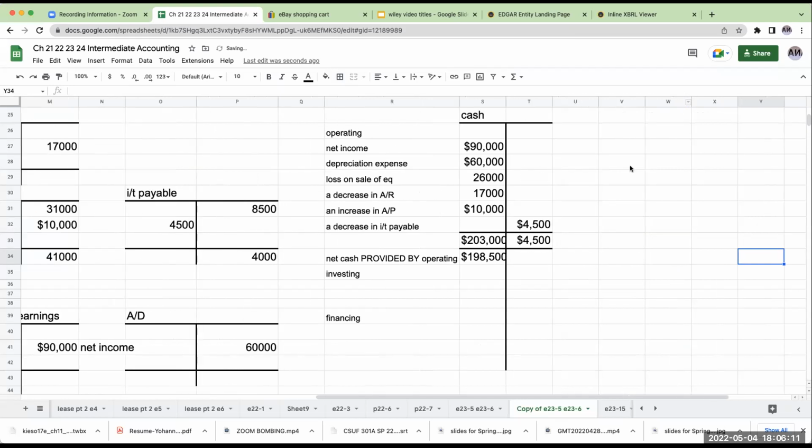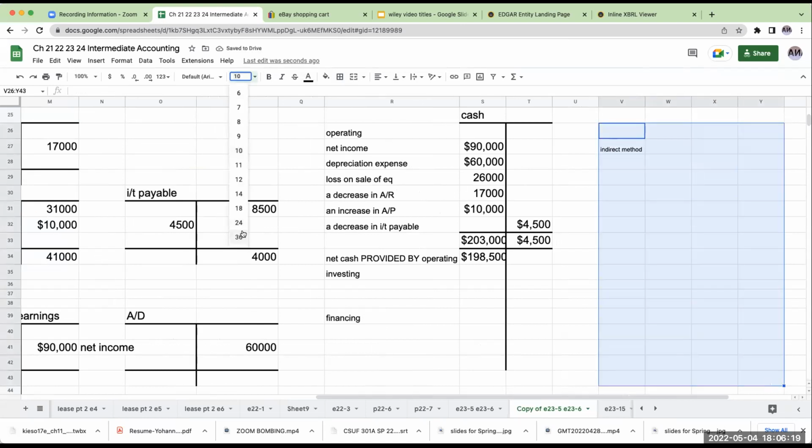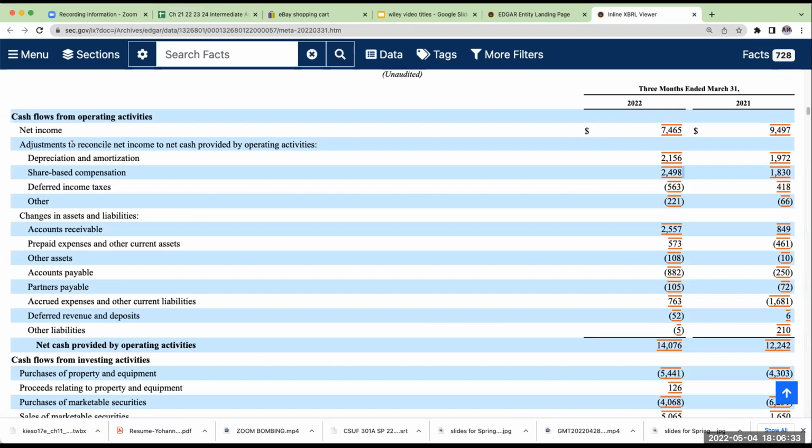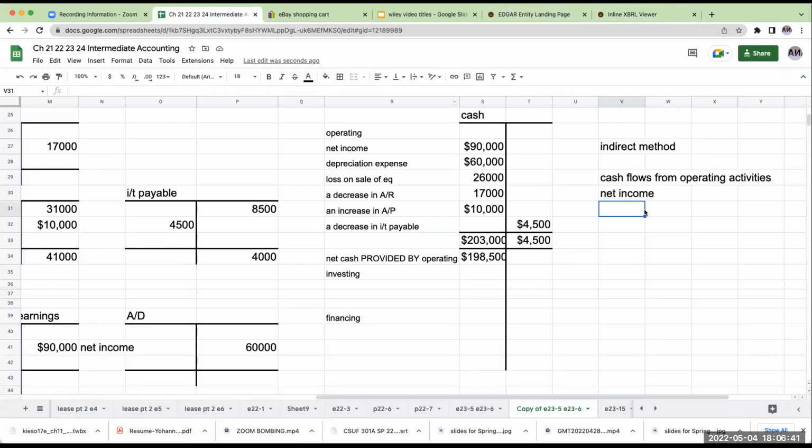Let's go ahead and put this over here. If I was doing a statement of cash flows under the indirect method, I'm going to say, all right, indirect method, cash flows from operating activities. We're going to have net income over here. Now, if I was going to be really fancy, adjustments to reconcile net income to net cash provided by operating activities. But really for here, we'll just go ahead with net income. And if it's a debit on the T account, I'm just going to show this as a positive amount. So I'm going to go over here, and there we go.